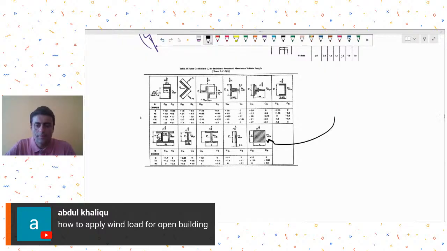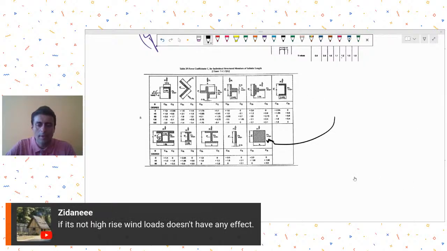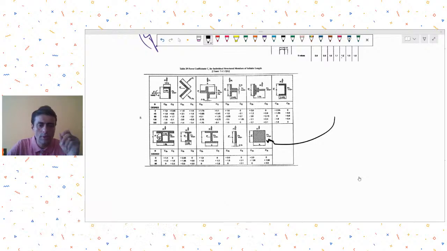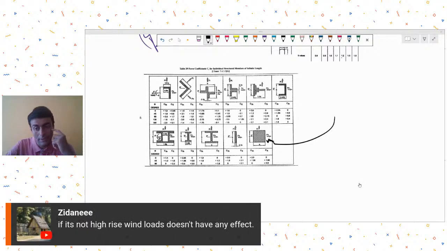Right. So this is how you can apply the wind load for an open building. Zidani is adding, if it's not high rise, wind load does not have any effect. Yeah, that's correct. If it's an open building and not a very tall building, then this type of wind load that you calculate might not be of a very large magnitude, and it might not be a critical governing load as such.